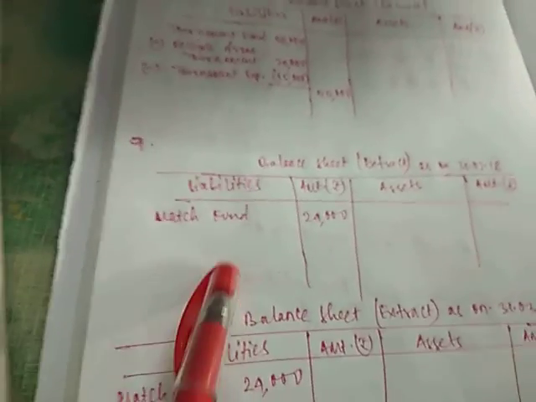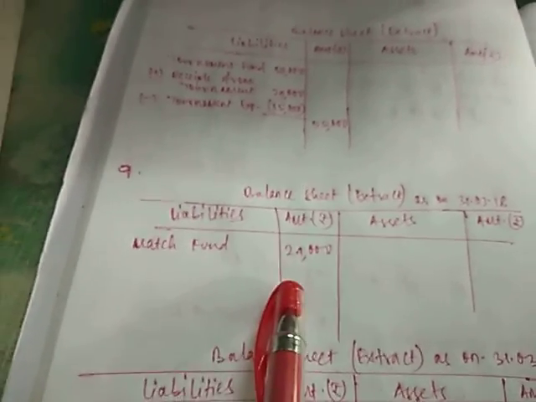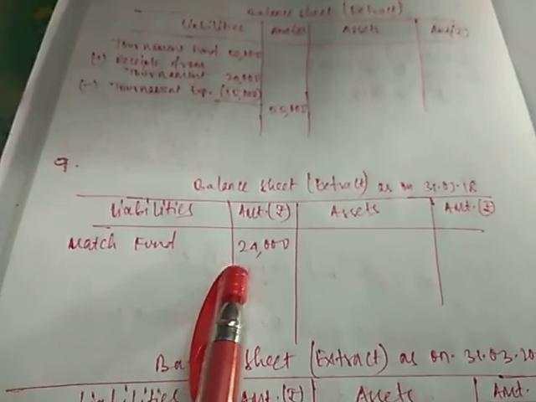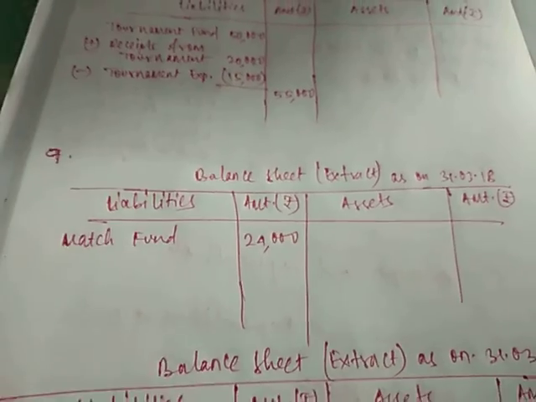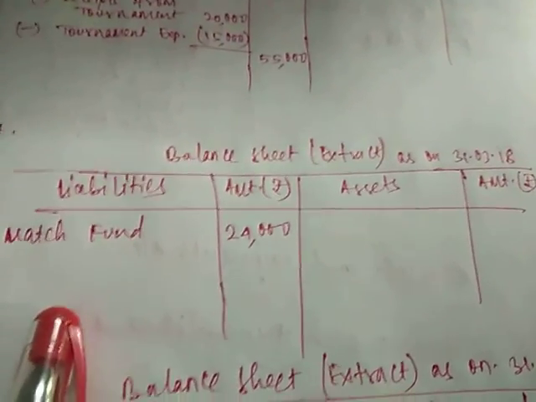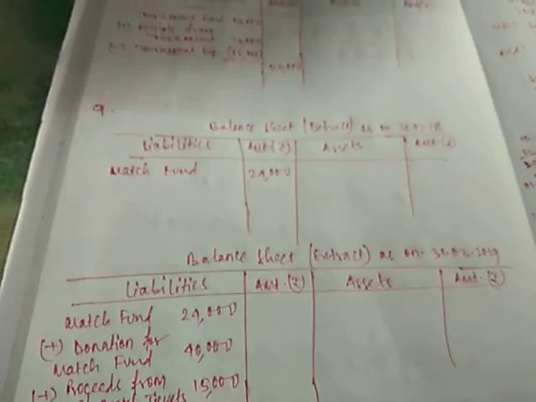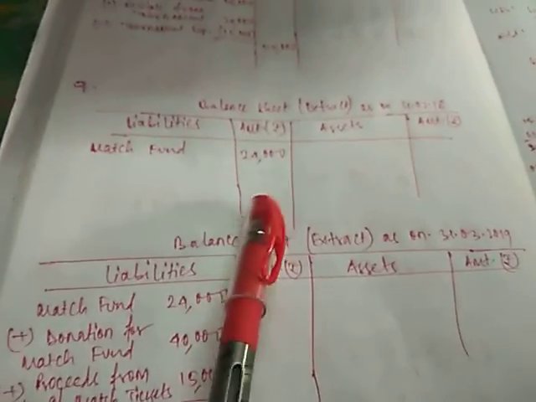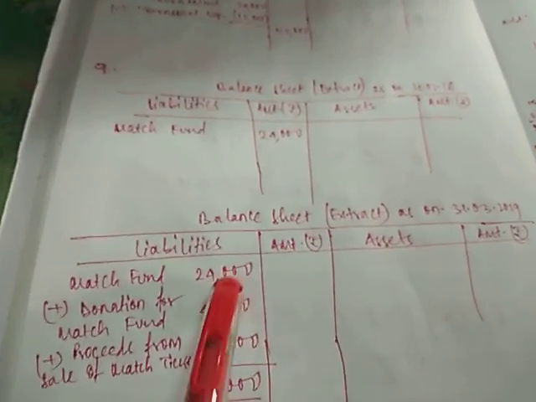Here you can see on the liability side I have just shown the match fund. In the previous year we only had the match fund, so match fund of 24,000 has been shown in the previous year's balance sheet. Now you can see the current year's balance sheet. From the previous year's balance sheet, we'll copy the match fund 24,000.